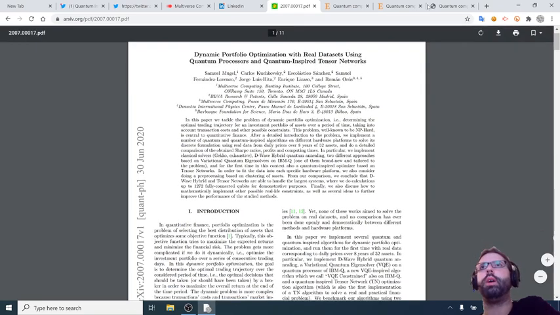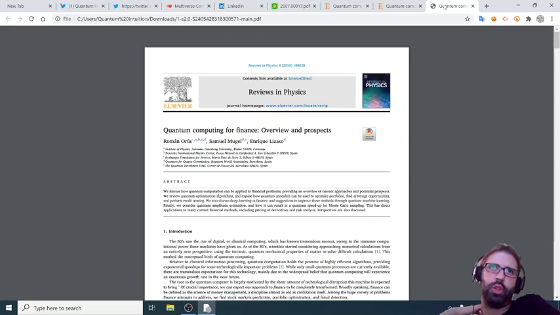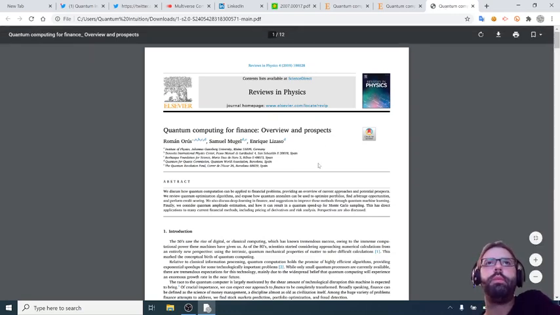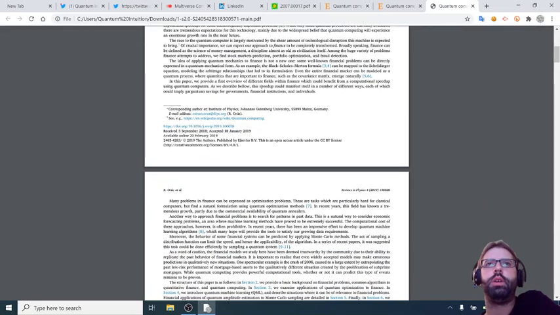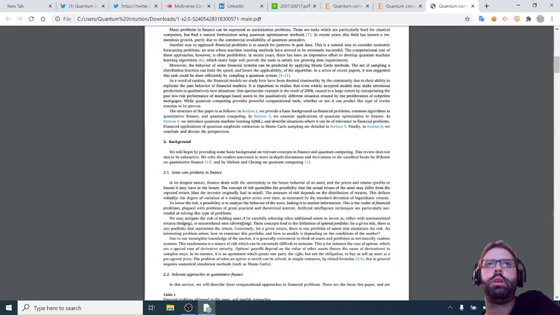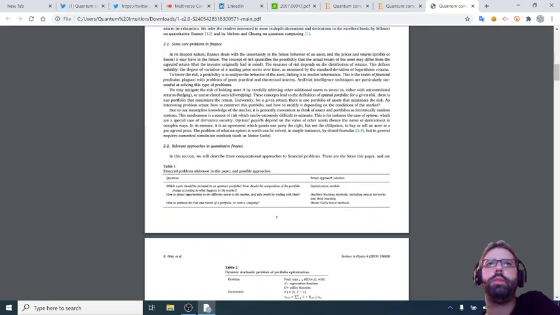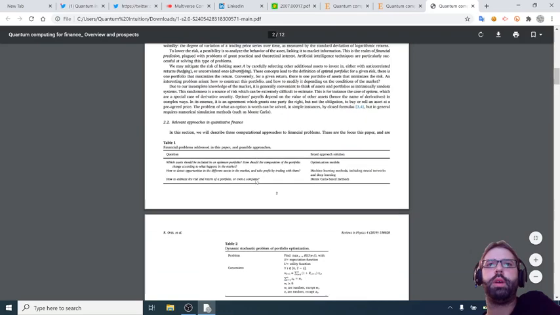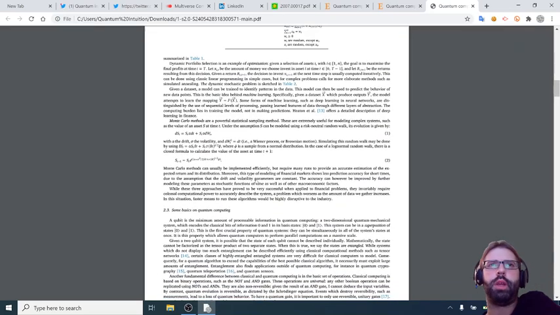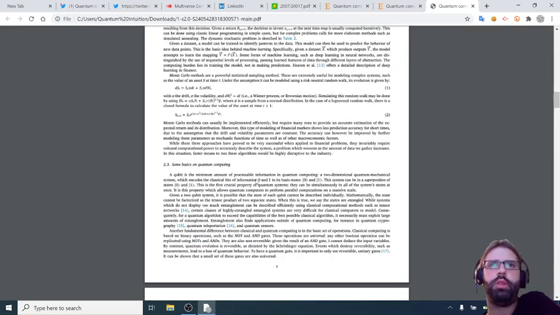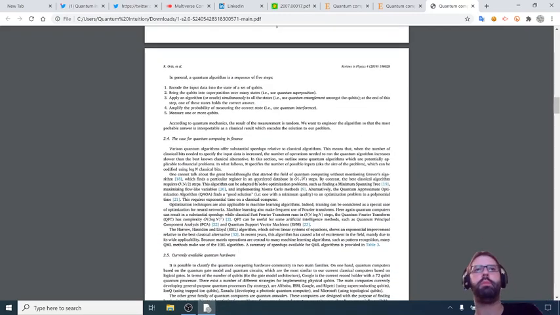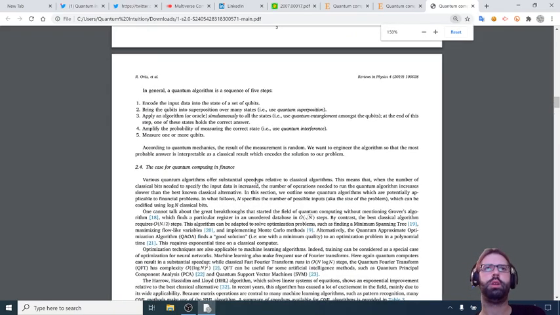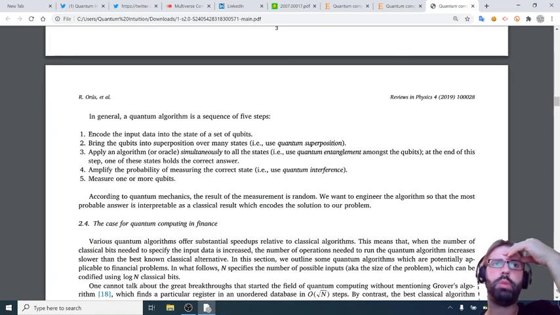So maybe I'll do this now, and then next time I'll do the overview, just for background, some core problems in finance, because that can give me, I think, additional perspective. Some basics in quantum computing, so there's a bit of the basics in here as well. The case for quantum computing in finance. Maybe it might be worth reading this part as well, actually. So, the case for quantum computing in finance.